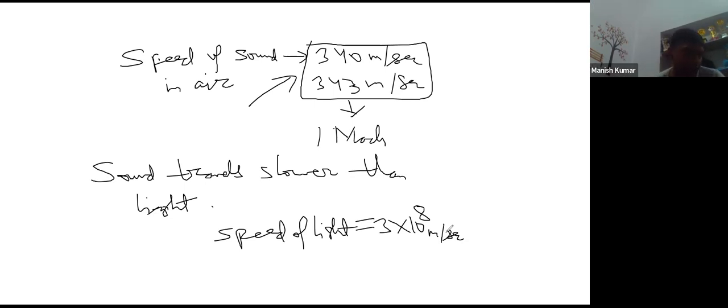Amplitude, time period, and frequency of vibration. There's one question also given. I am clearing this page. If you want to take a screenshot, please take it quickly.